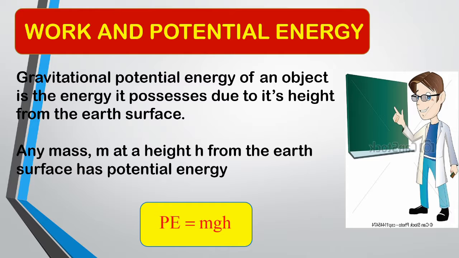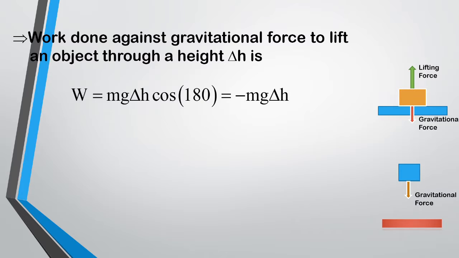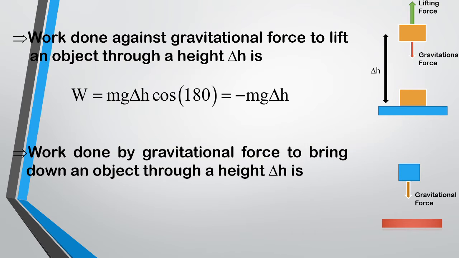Work done against gravitational force to lift an object through a height, delta h, is negative m, times g, times delta h. Work done by gravitational force to bring down an object through a height, delta h, is m, times g, times delta h.